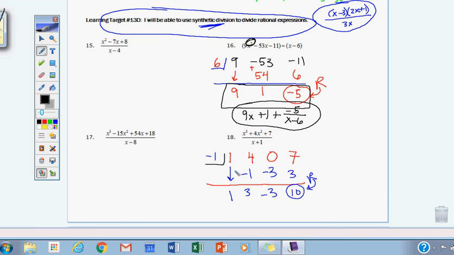And then final answer we can do here. This is the coefficient for our answer. Since we started with an x cubed, our answer will be x squared to start with. So 1x squared plus 3x minus 3, and then we add that remainder, 10, all over that x plus 1 that we had at the beginning of the problem. So that would be the answer to this.